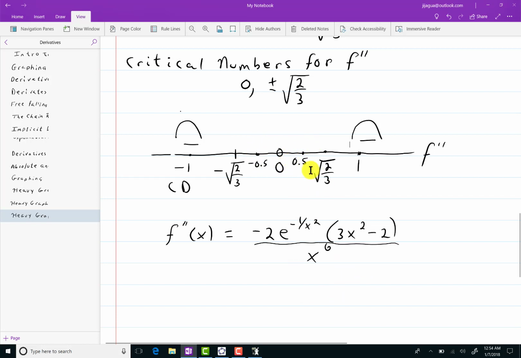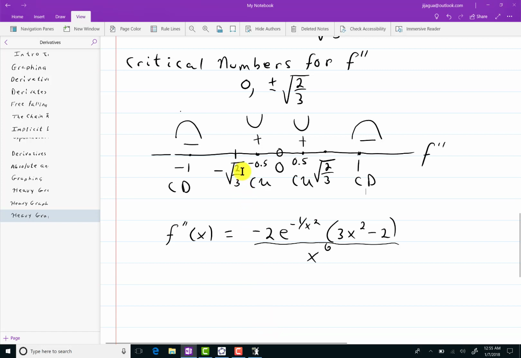If I plug in 0.5, 0.5 squared is 0.25. 3 times 0.25 is 0.75. 0.75 minus 2 is a negative number, times a -2 makes it positive. So we are concave up there. Similarly, I'll be concave up there. So let's go ahead and put a CU, and then a CD.